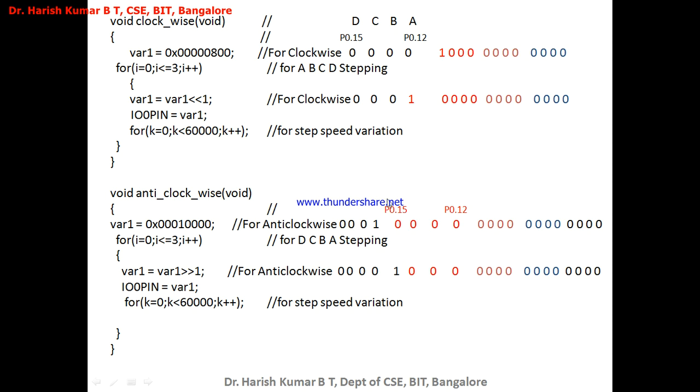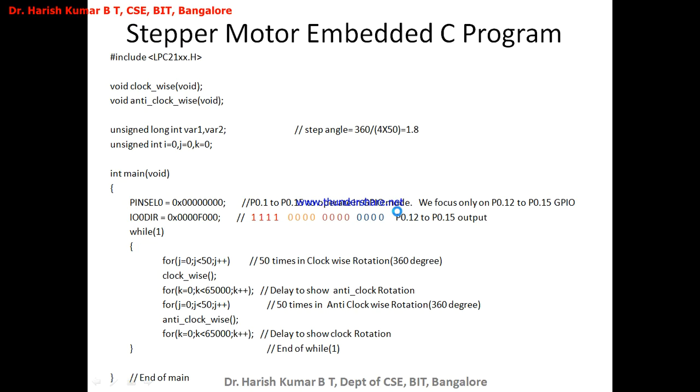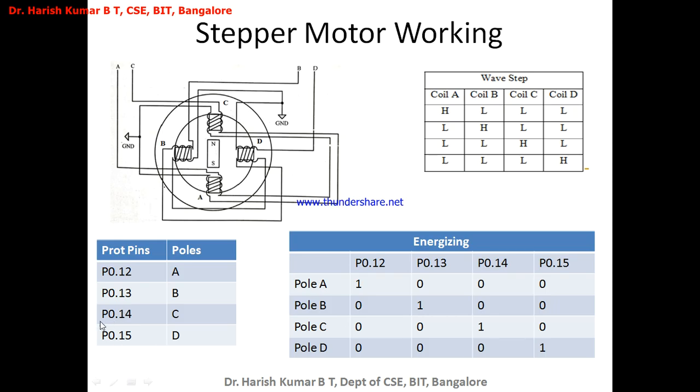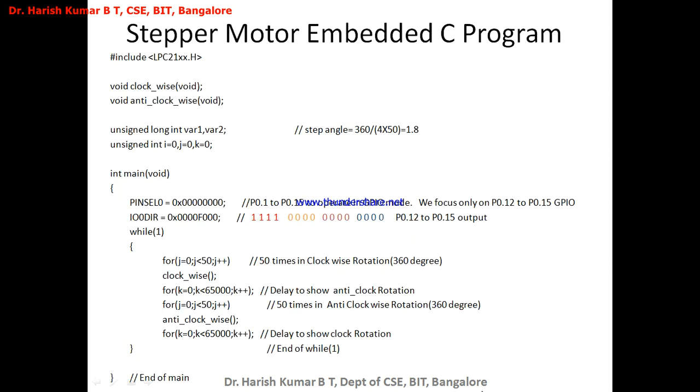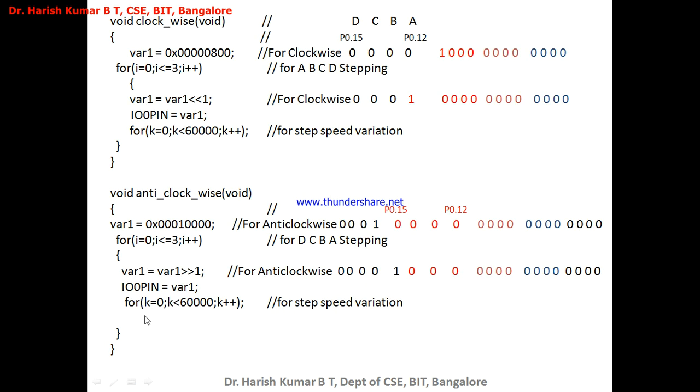Now which one is energized? P 0.15 is energized, and this is connected to what pole? This is connected to pole D. Is it? 0.15 is connected to pole D, and pole D is energized. What is it that you are energizing first? Pole D. And next you energize pole C, next pole B, next pole A in the reverse order, and the stepper motor will rotate in anti-clockwise direction. Every time you shift right by 1 bit, assign the same thing to the IO0 pin. Now the stepper motor will rotate in anti-clockwise direction by 1 step.